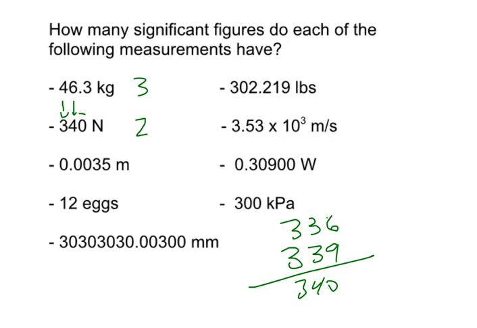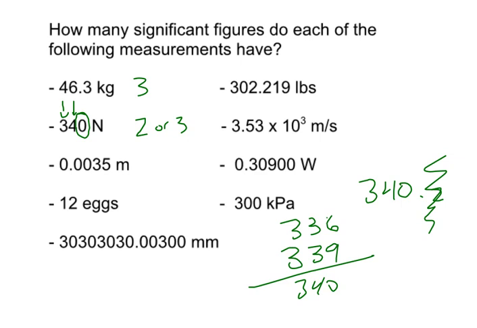So this 0 right here is often very tricky. Some people say we should count it. Some people say we shouldn't. Maybe it was actually the number 340.2, and what we did is we rounded off the decimal place. So this one right here, some people think it's 2 or 3, depending on whether you're rounding to the nearest ones or the nearest tens.